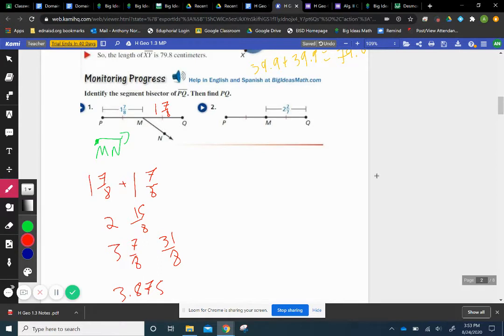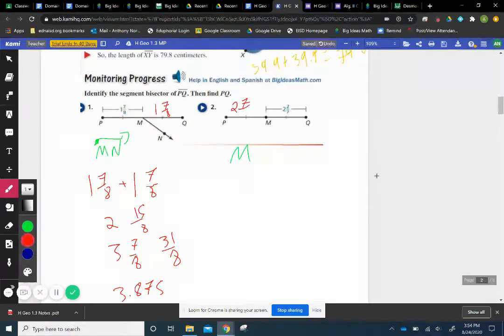So same thing here. What's our segment? Number 2, and 3, 2, 1. What's our segment bisector? Well, here, excuse me, we have nothing fancy. We just have M, so M is our segment bisector. How do you know it's a bisector? We got these tick marks. So once again, we're going to look.